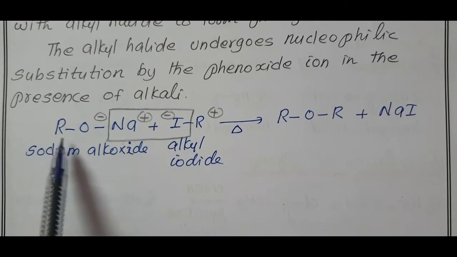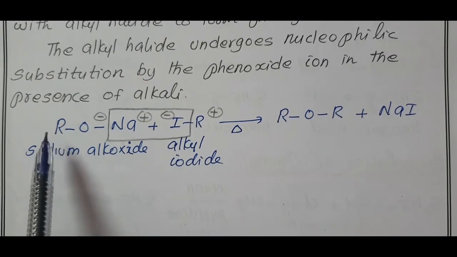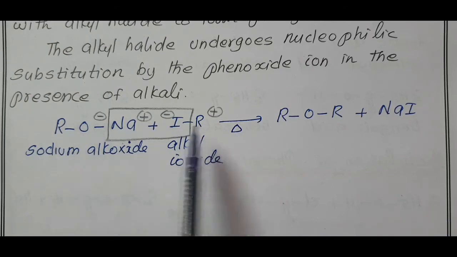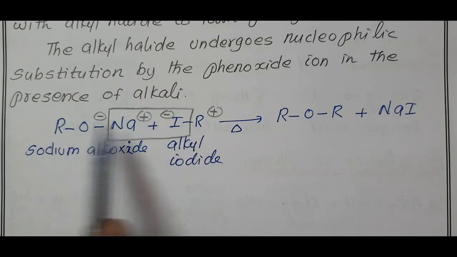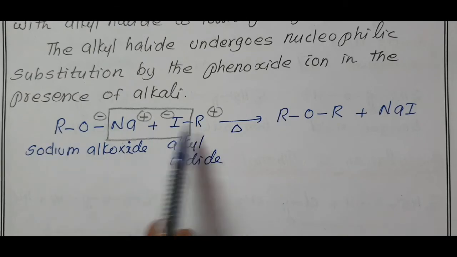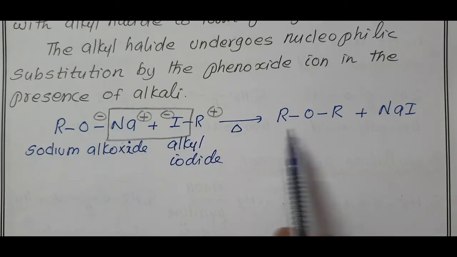This R may be any group: methyl, ethyl, phenyl. This R may be any alkyl group. Both the R may be same or different. If these two alkyl groups are the same, you will get a simple ether. If these two alkyl groups are different, you will get a mixed ether.